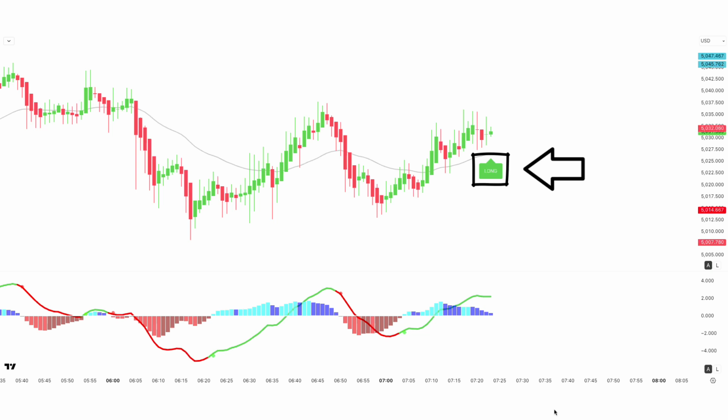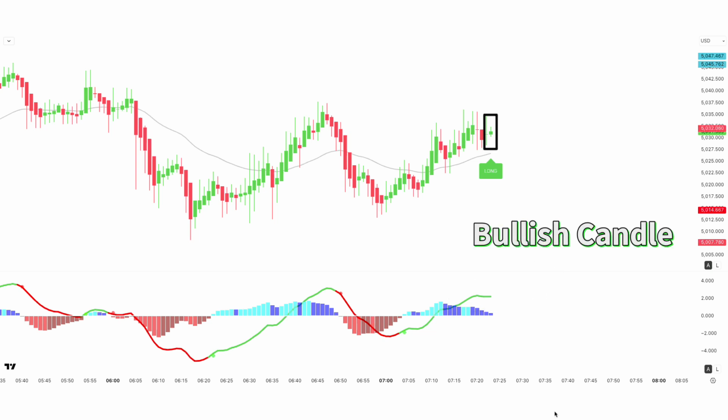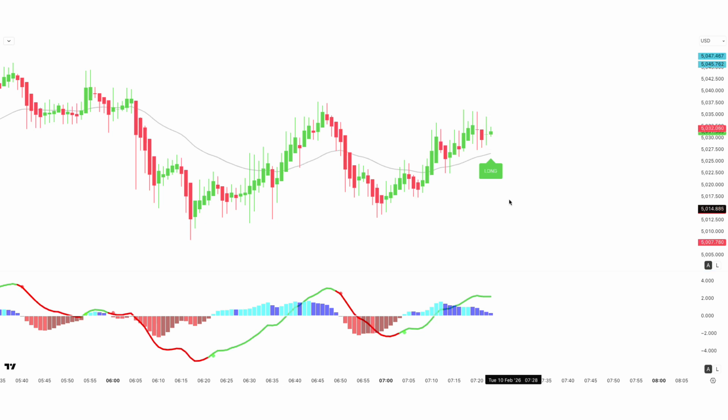Here, the gold trend signal arrow of this indicator is a long signal. Here, the green line of the MACD custom indicator is above the columns. Here, the market has made a bullish candle to give confirmation. So all our conditions are being fulfilled, so we are placing an order to buy.